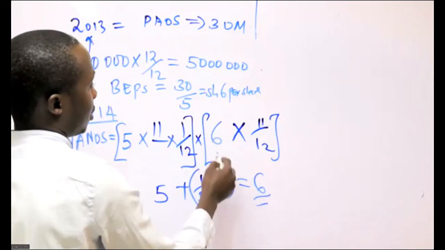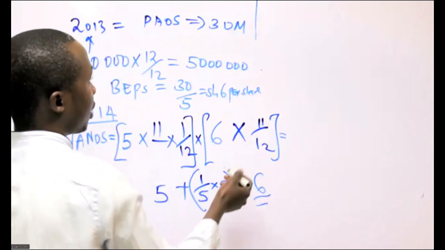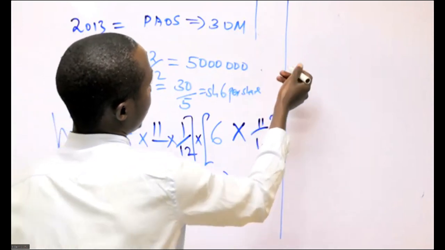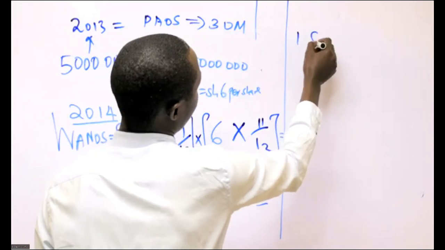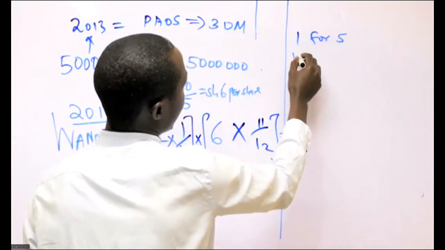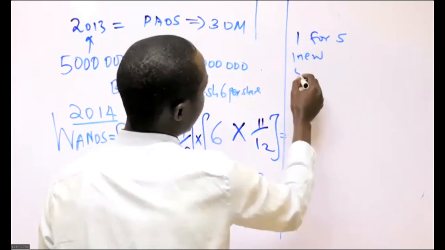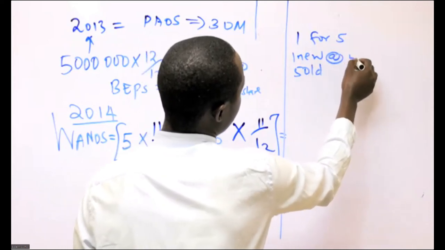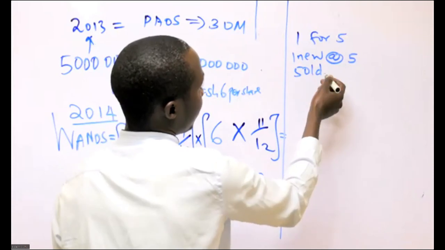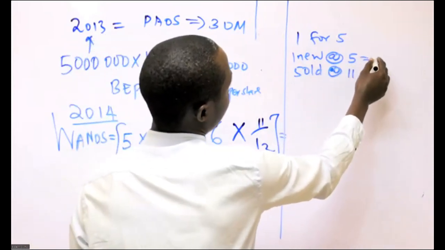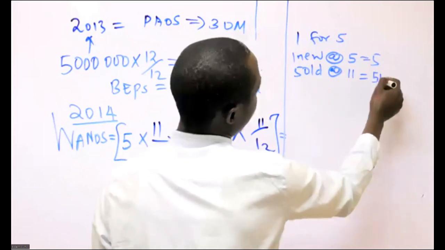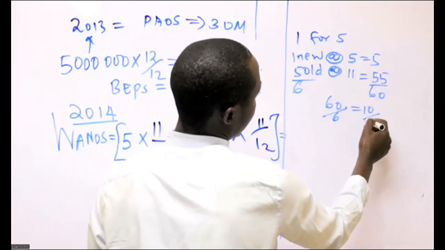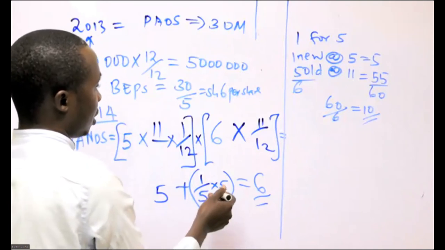So the theoretical ex-rights price, TERP, how do you determine it based on the proportion? We said it was 1 for 5. So 1 new at what price? It's 5, the price of the rights issue. 5 old at the market price of 11, so this is 55. If you add this and this, 6 shares, 60. 60 divided by 6 is 10. So this one was 10.